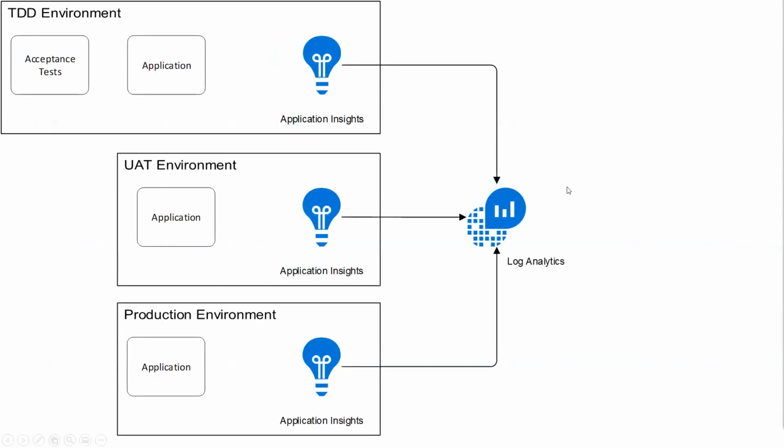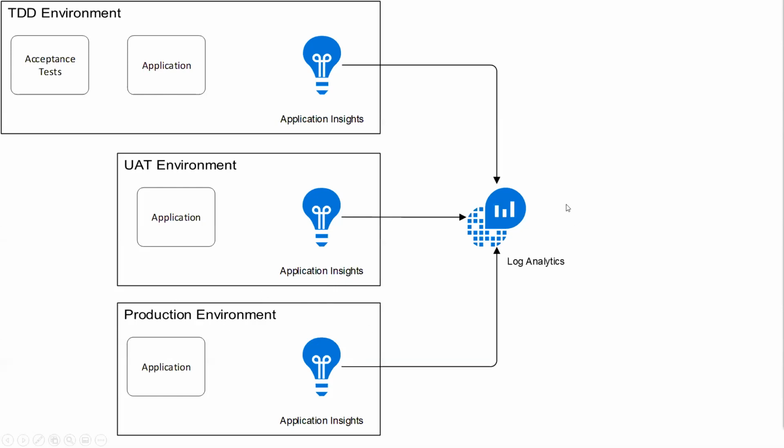Now, you do want a separate Application Insights instance per environment. That's the way it's designed. You can try to segment the information by environment using a tag, but it really wasn't designed to work that way. Application Insights was designed to work for a particular environment. So you can see in the TDD environment, we have an Application Insights for the actual application and acceptance tests, and then the other environments we have dedicated as well.